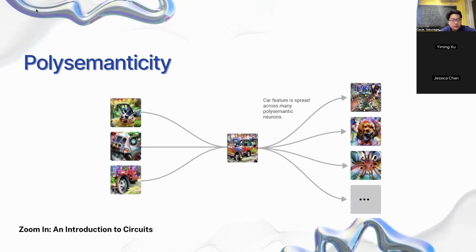Okay, cool. Where was I? Oh yeah. You might want to propagate this car feature to the final layer so that the model can predict if there's a car or not, right? And as a result, this car detection feature gets spread across multiple layers and across multiple neurons that might be polysemantic.